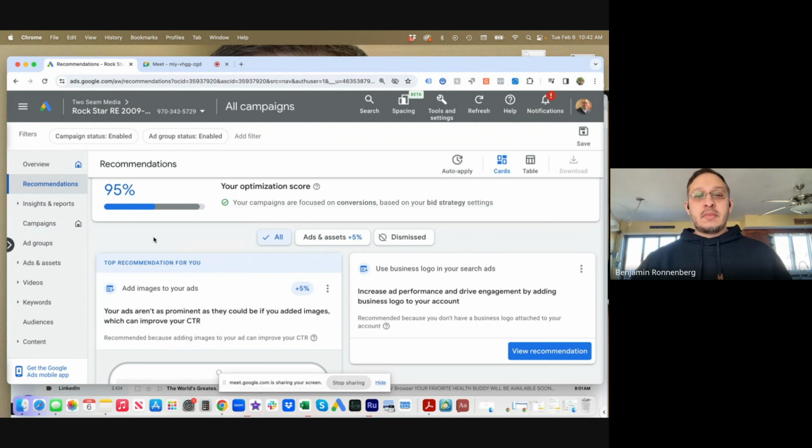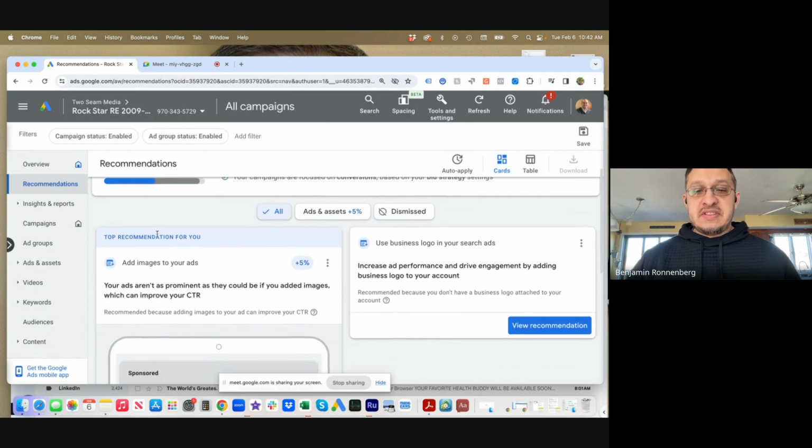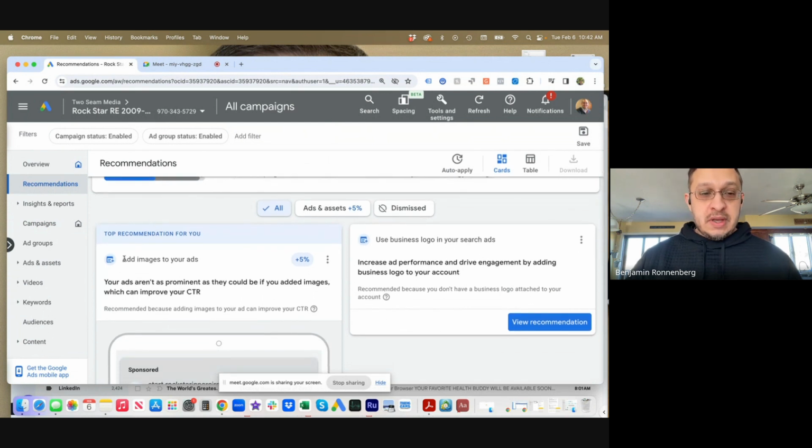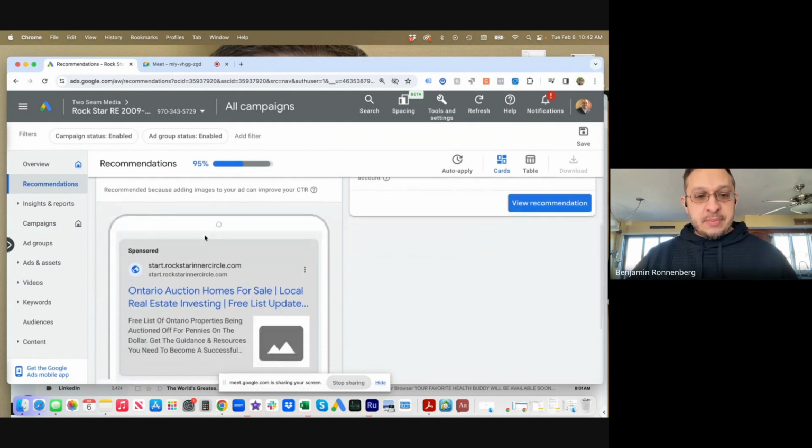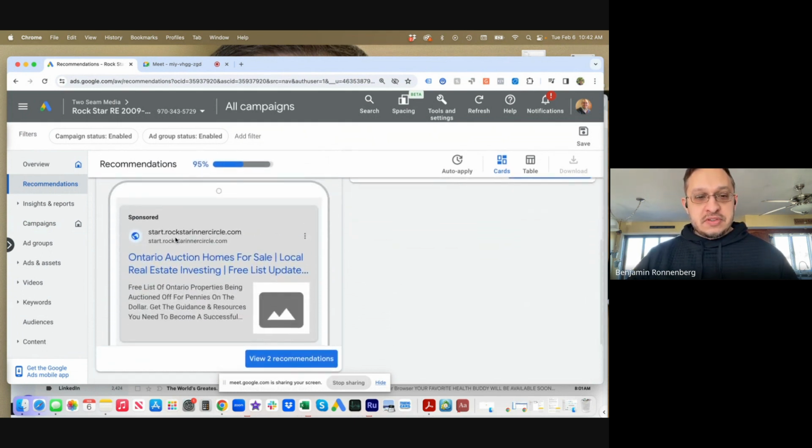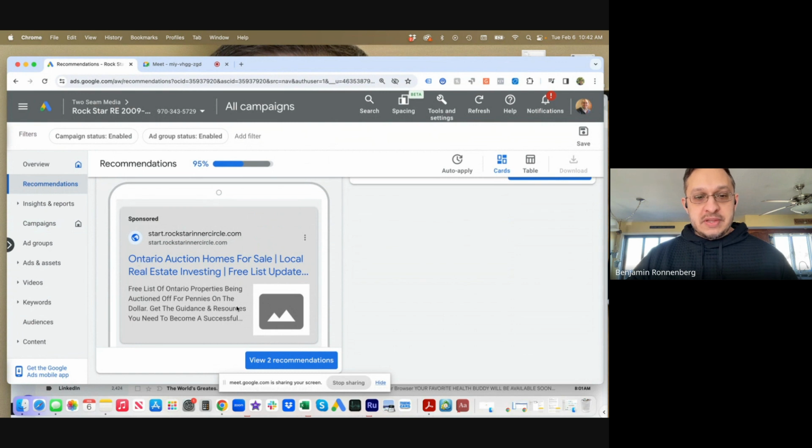So definitely consider these recommendations when you see them. This one's easy: add images to your ads. They're right, your ads are not as prominent as they could be if you added images, which can improve your CTR. And here's an example, right? Your search ad here could basically have an image attached to it. Definitely help you stand out. Definitely can help with CTR and bringing in more traffic, right?